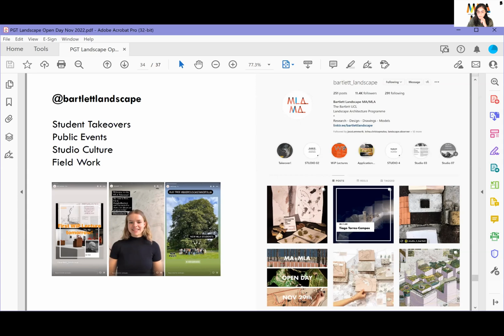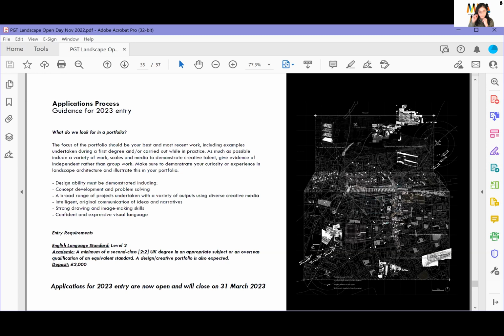So please do follow. And then finally, just to talk about some of the guidance for 2023 entries. We are open for applications and we will close at the end of March. You can see some of the entry requirements. Please check them carefully in terms of the English language, the academic and the deposit requirements.